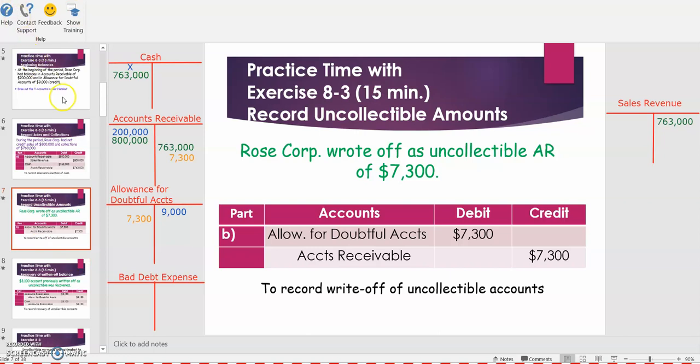Because these customers are telling us they're not going to be able to pay, we're going to record a credit to accounts receivable because we no longer expect to receive that money. So that corresponds with our journal entry. And we're reducing our estimate for our allowance for doubtful accounts with a debit.